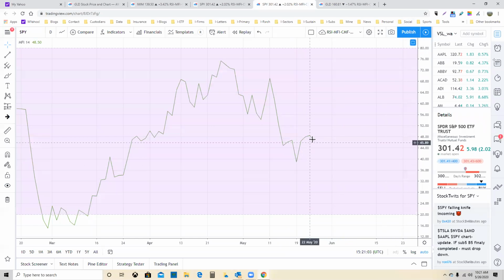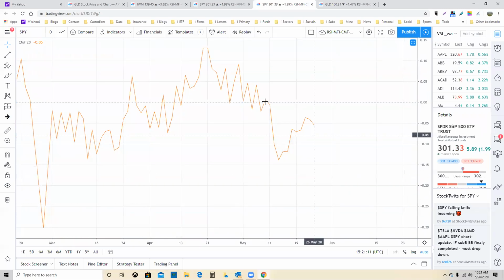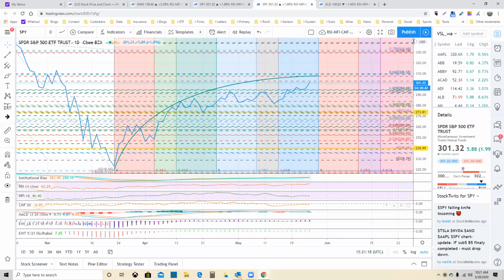Jumped a little bit recently, but not much. Still a downward trend. And Chaikin also has a negative divergence. These usually mean change in price direction.